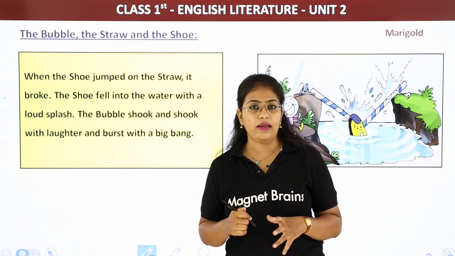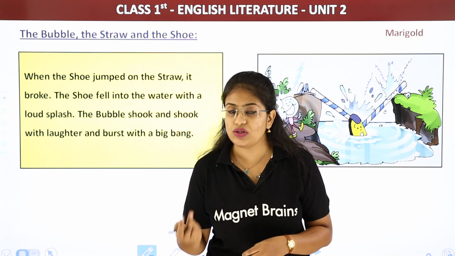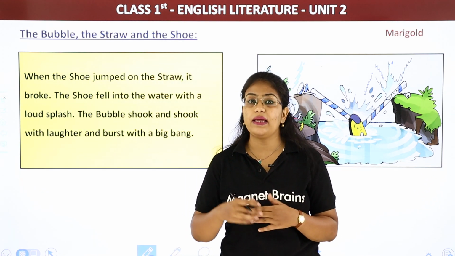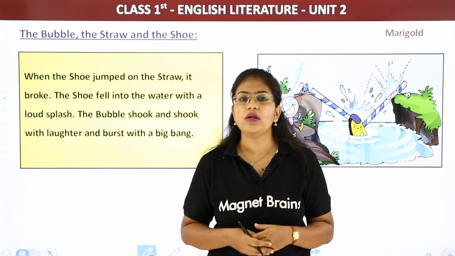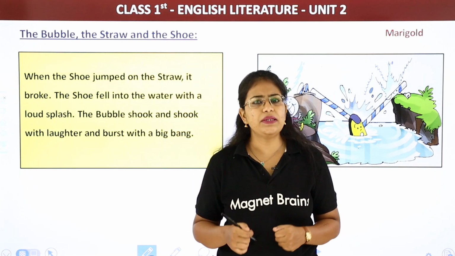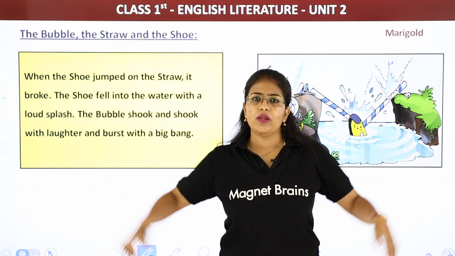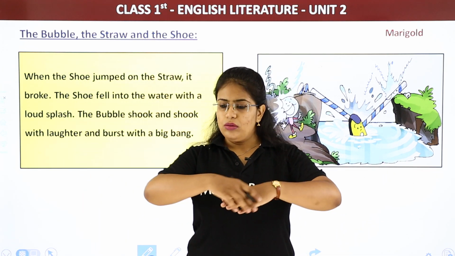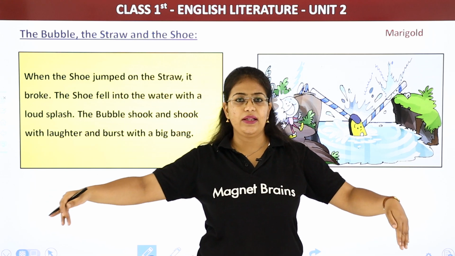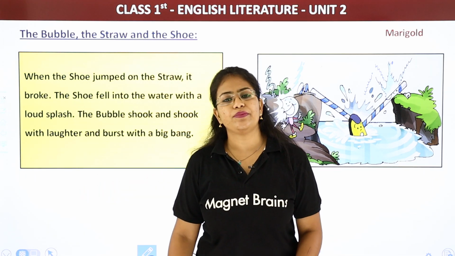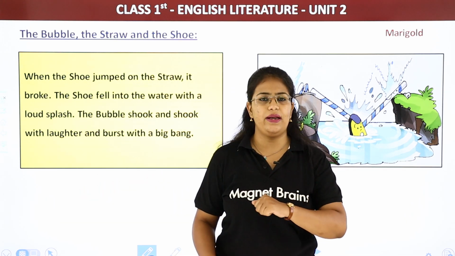Now they started thinking how they could cross the river. अब वो सोचने लगते हैं कि वो क्रॉस कैसे करेंगे रिवर को. So Bubble says, let the straw stretch himself on the banks. एक काम करते हैं, स्ट्रॉ को रिवर के बैंक्स पे स्ट्रेच कर देते हैं एंड वी कैन वॉक ओवर इट, और हम उस पे ऊपर से क्रॉस कर लेंगे.